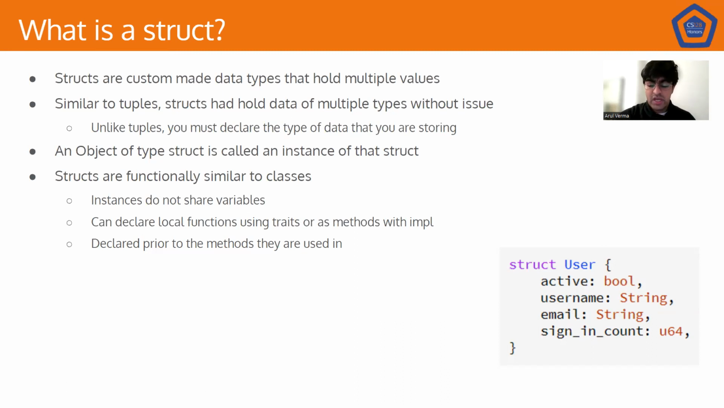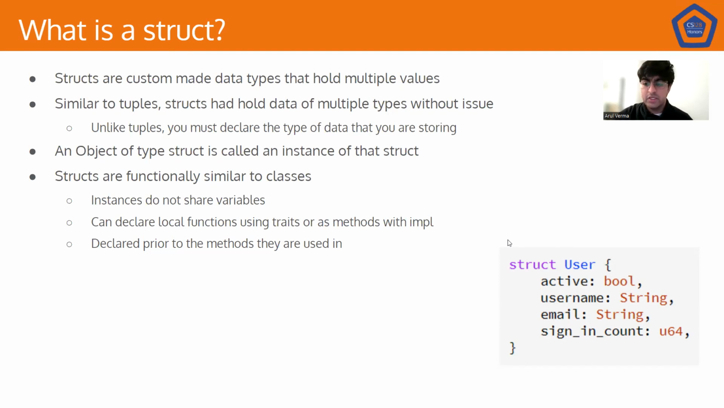And structs are kind of an abstraction away from all of this. They're similar to tuples in the sense that they can hold data of multiple types without an issue. But unlike tuples, you must declare the type of the data that you're storing. And a struct is very much meant to be an encapsulation of multiple data types as well. We can see that in the bottom right, where we have this struct User. And an object of type struct is called an instance of this struct User.